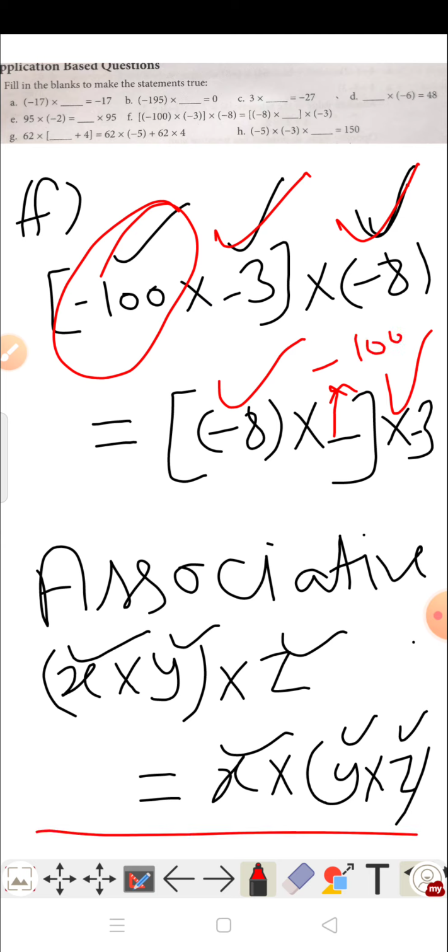Clear? According to associative property, x, y, z are the same on both sides. So minus 8 is present on both sides. Minus 3 is present on both sides. So this blank must be filled by minus 100. So the answer of your F part is minus 100. Clear? Which property do we use here? Associative property. Clear? Now look at the G part.